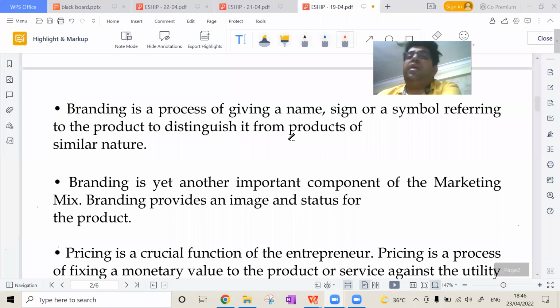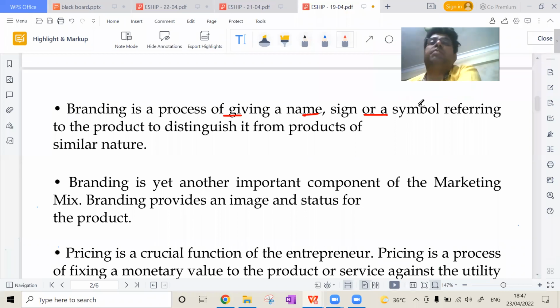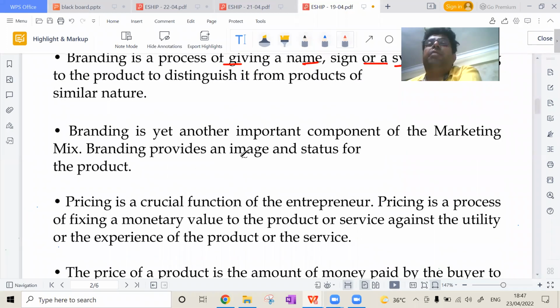Now, what is branding? Branding is the process of giving a name, a sign, or a symbol to a product. Suppose, take for example, Amul. Now I am giving a brand name to a particular product. I am giving a logo, a symbol, that girl which is the logo. So you can add the girl which is being put in that particular enterprise. Now, branding is yet another important component. Without branding, it will not be possible to establish a market.